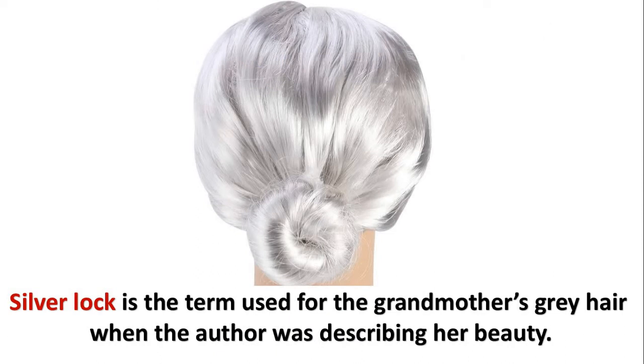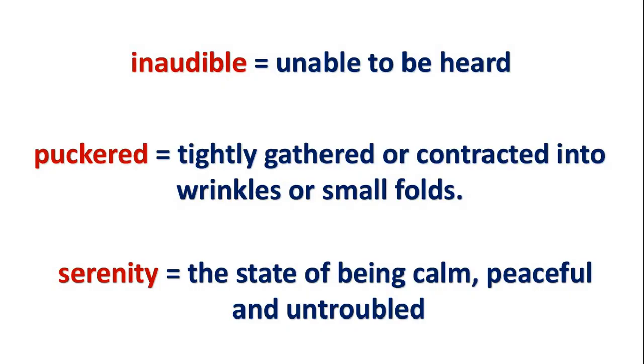Silver lock is the term used for the grandmother's grey hair when the author was describing her beauty. Inaudible, unable to be heard. Puckered, tightly gathered or contracted into wrinkles or small folds. Serenity, the state of being calm, peaceful and untroubled.